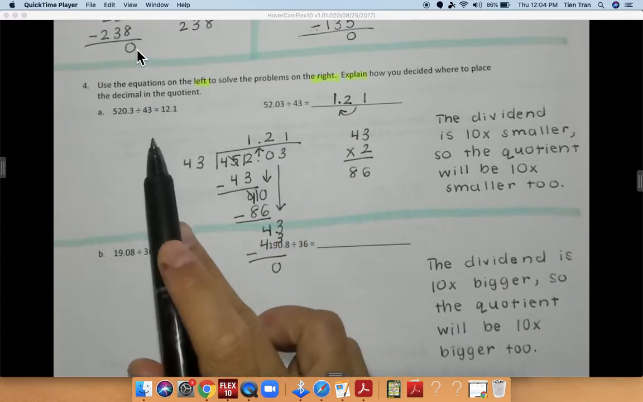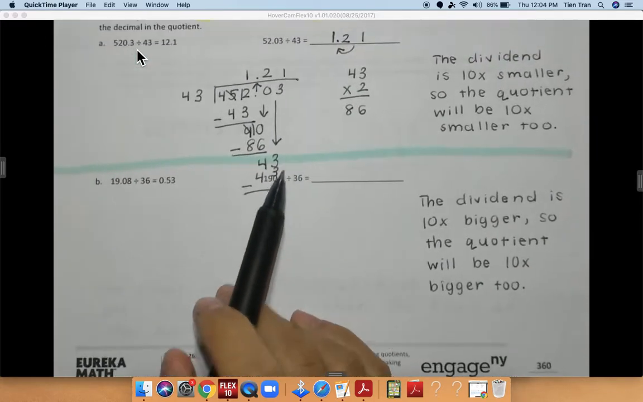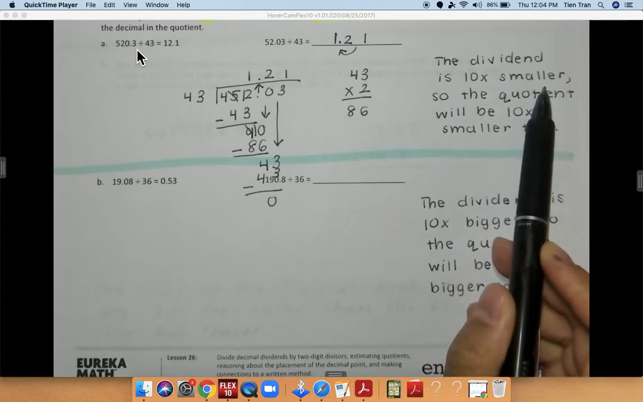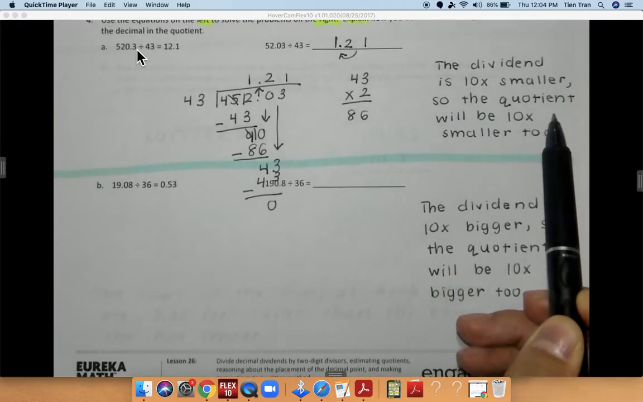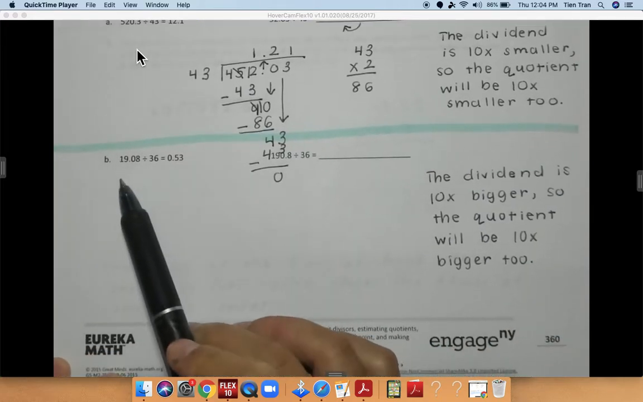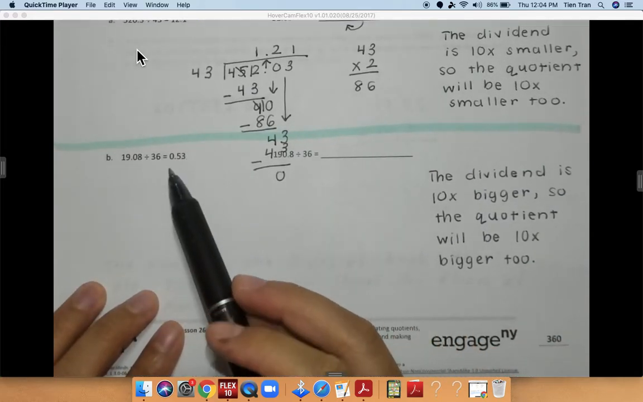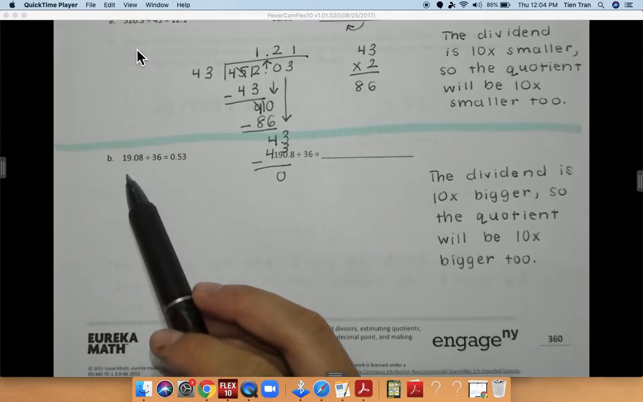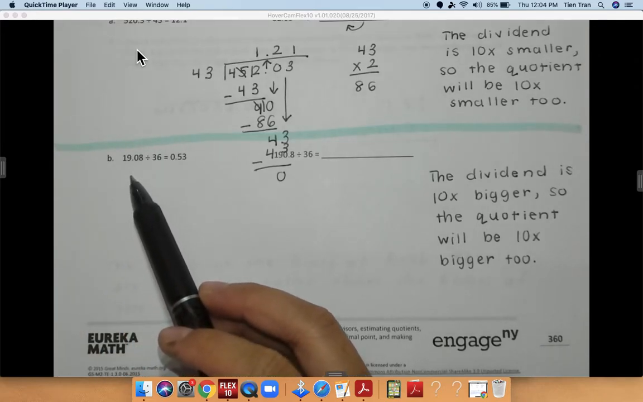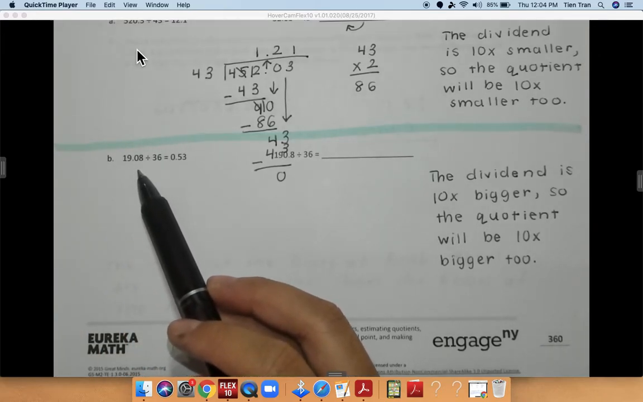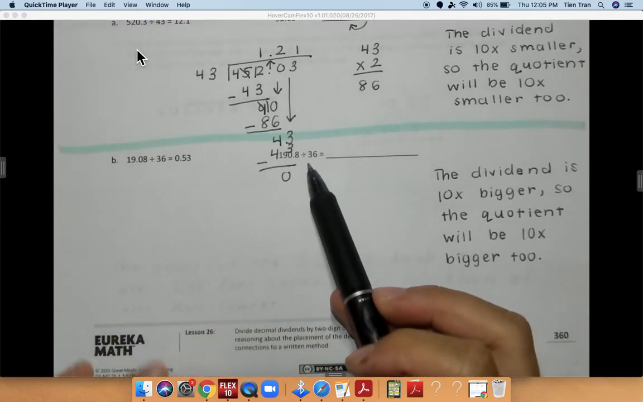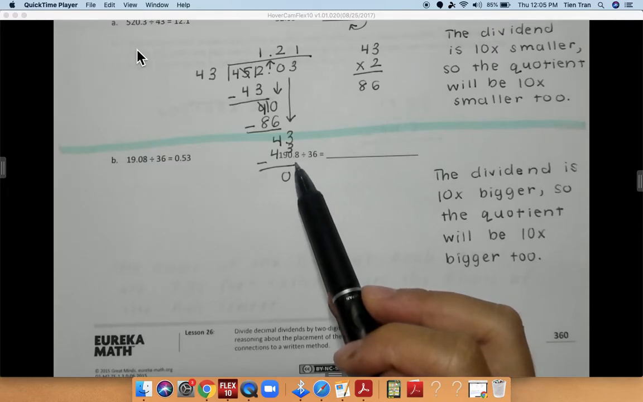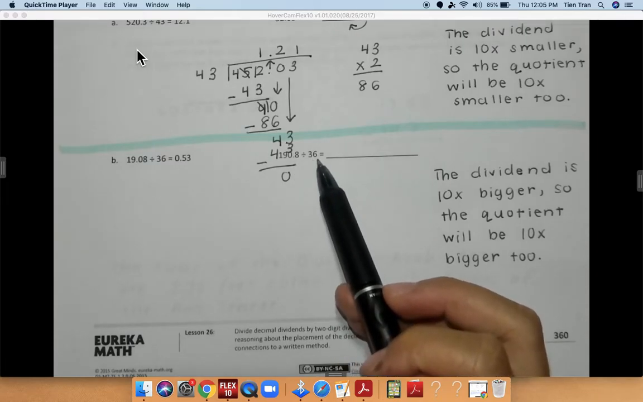Okay, so the only difference is you moved your decimal. So the dividend is 10 times smaller, so the quotient will be 10 times smaller too. Quotient meaning answer to your division problem. Now, this one they're doing the same thing. They give you the answer when they multiplied. When they divided 19 and 8 hundredths divided by 36 and got 53 hundredths. And over here, they divided 190 and 8/10 divided by 36.